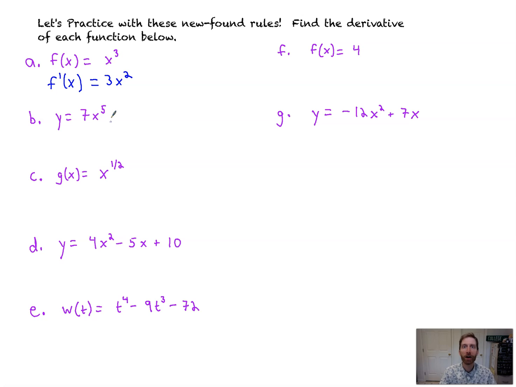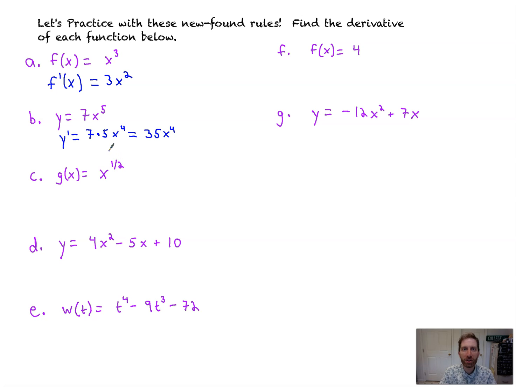7x to the 5th. How do we deal with the 7 there? No sweat. I'm going to write this as y prime. You can do dy dx as well. 5 times 7 is what you're doing. So I'm going to write all of that out. So that 7's just chilling out, just hanging out. So you get the 5 comes out, x to the 5 minus 1, which is to the 4th. And we simplify. 7 times 5 is 35x to the 4th. So anytime you have a coefficient there, it's just hanging out.